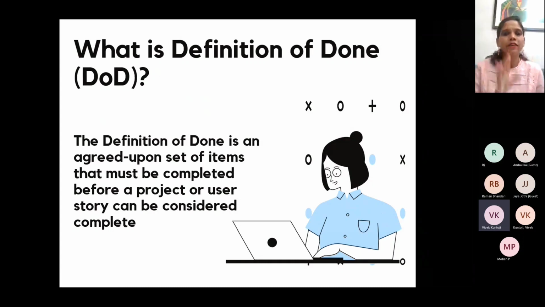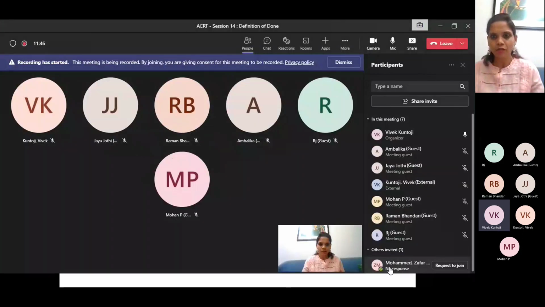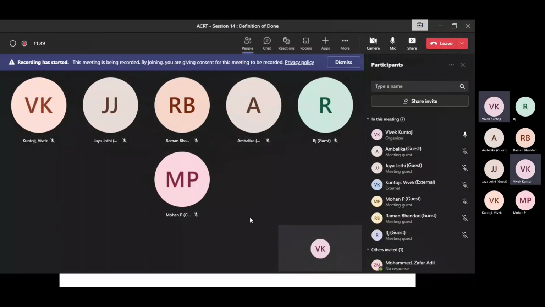Okay. So this is the definition of done by Google. I'm just turning off my camera for quality issues.